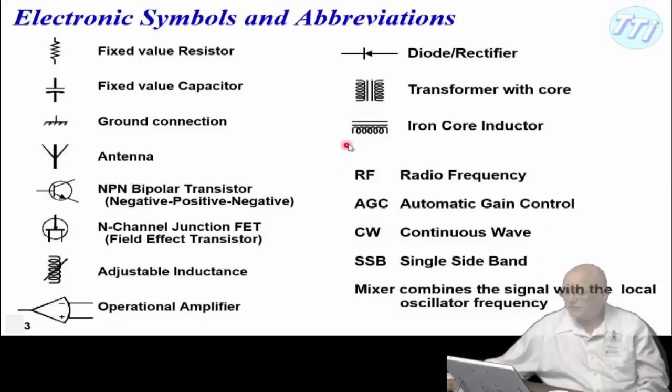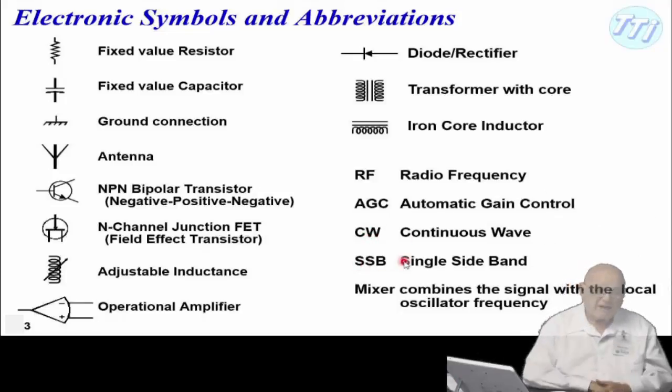This is a transformer. This is an inductor. Notice it says iron core inductor. Its purpose is to basically oppose current changes. That's the purpose of an inductor, is to actually oppose or enhance current changes. RF stands for radio frequency. AGC is automatic gain control. And then you have CW, that's continuous wave.